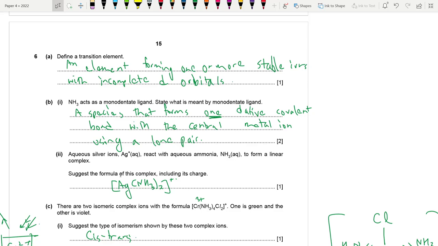So remember, silver only forms linear complexes. It has a coordination number of 2. That's why it's going to be Ag(NH3)2 plus, and ammonia has no charge, so the net charge will be plus 1.